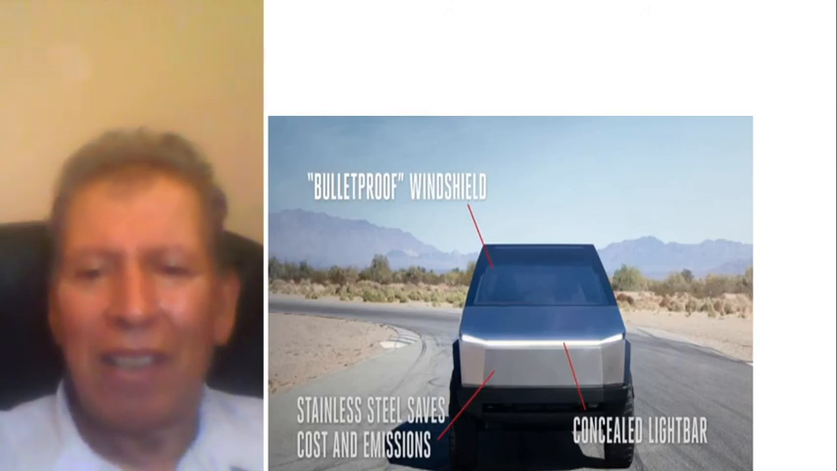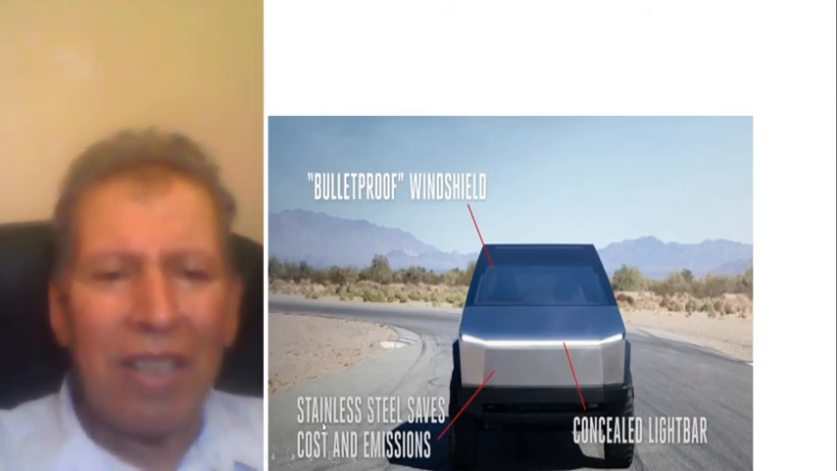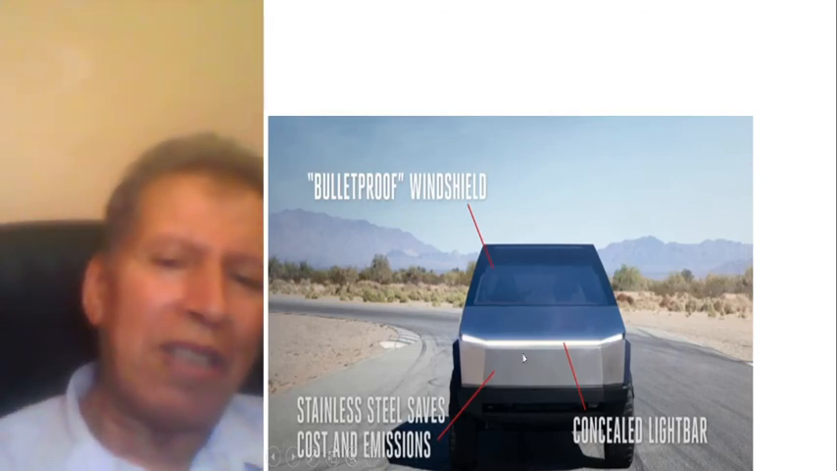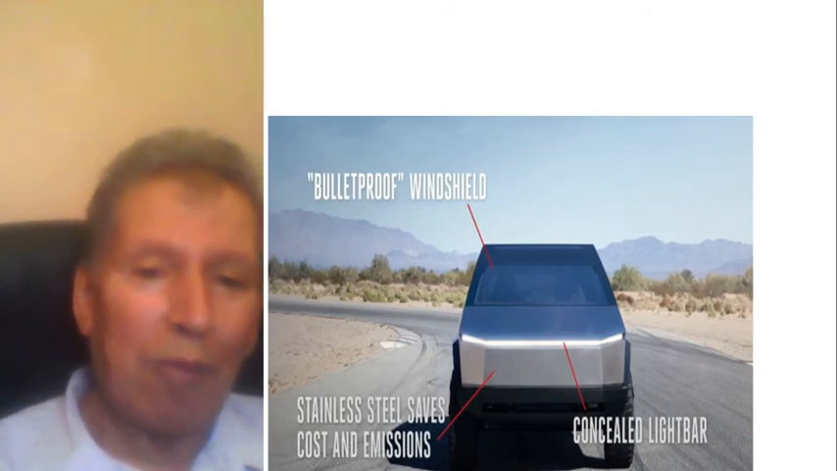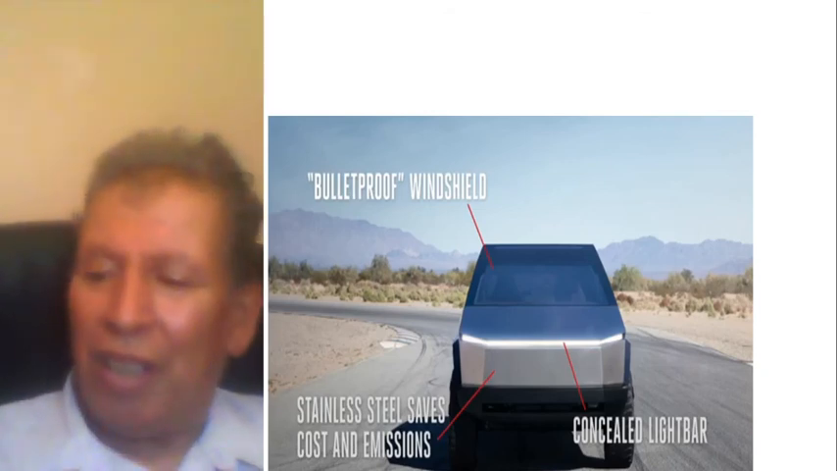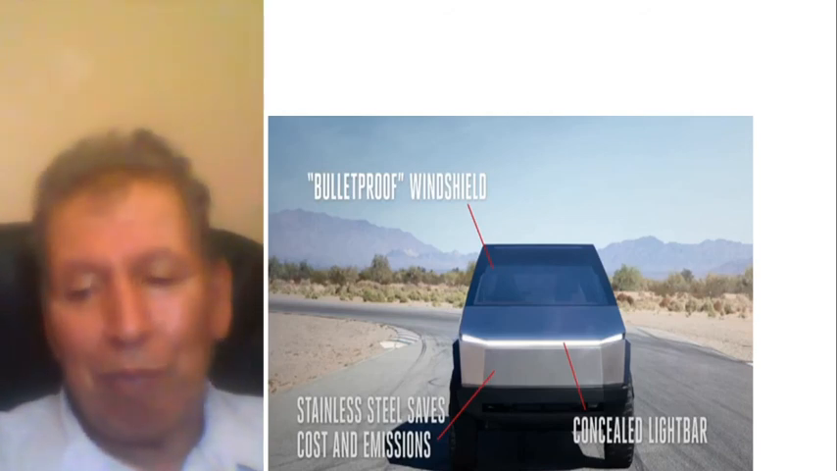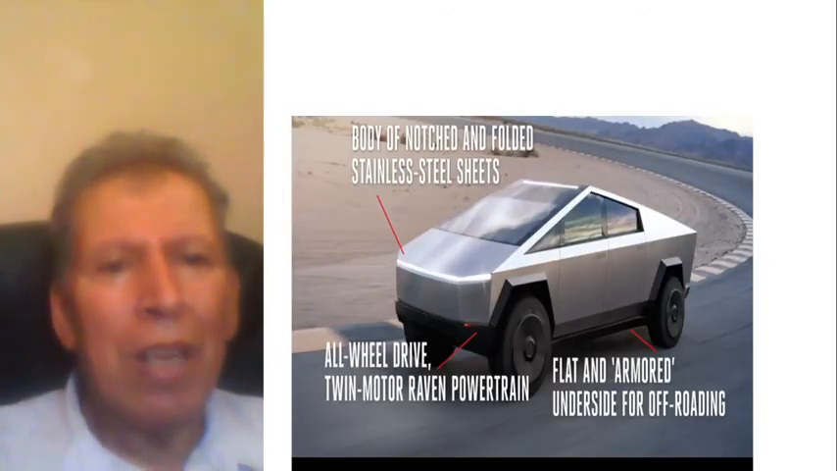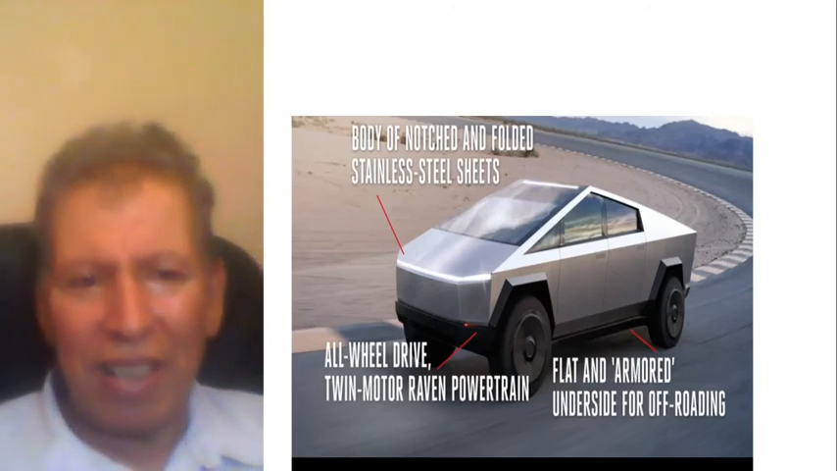Concealed light bar. Stainless steel saves cost and emissions. Stainless steel, yes, which means that it is stainless. It doesn't oxidize. It is strong. It is shiny. It is impressive. The body of notched and folded stainless steel sheets. So it's like a tank. It is like a tank.